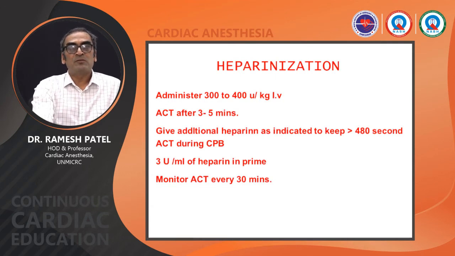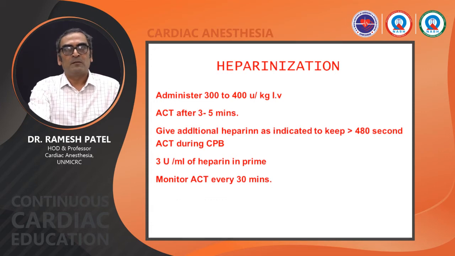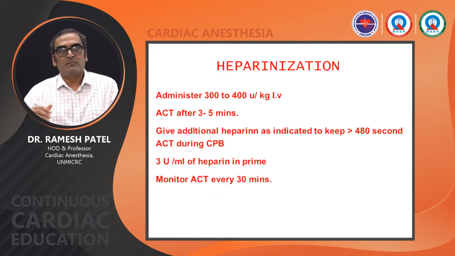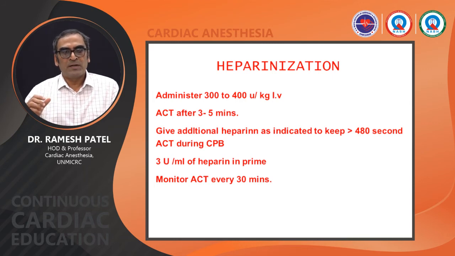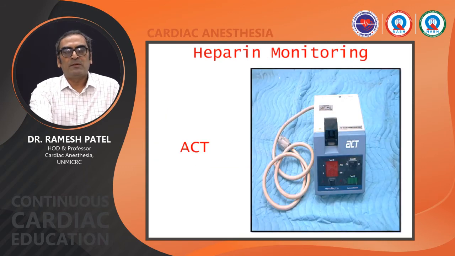And how much heparin should we add to the patient on CPB management? Generally 300 to 400 international units per kg of heparin is given IV, and check ACT after 3 to 5 minutes. ACT should be more than 480 seconds, and if not achieved, then we can repeat heparin. And on pump, 2 to 3 units of heparin per ml is added to the priming solution, and monitor ACT every 30 minutes. This is the ACT machine.